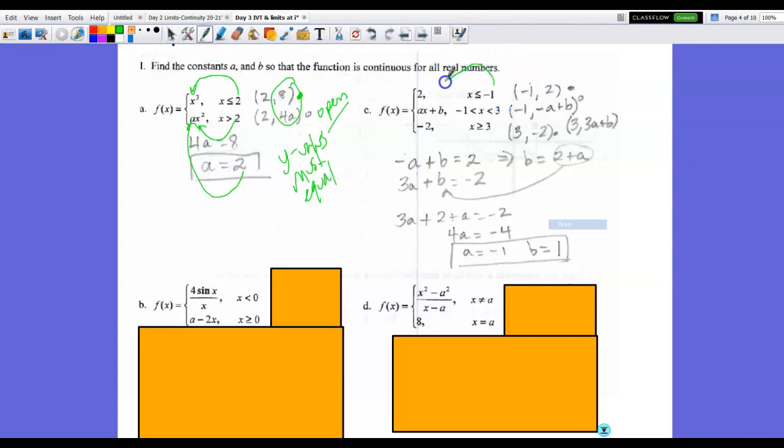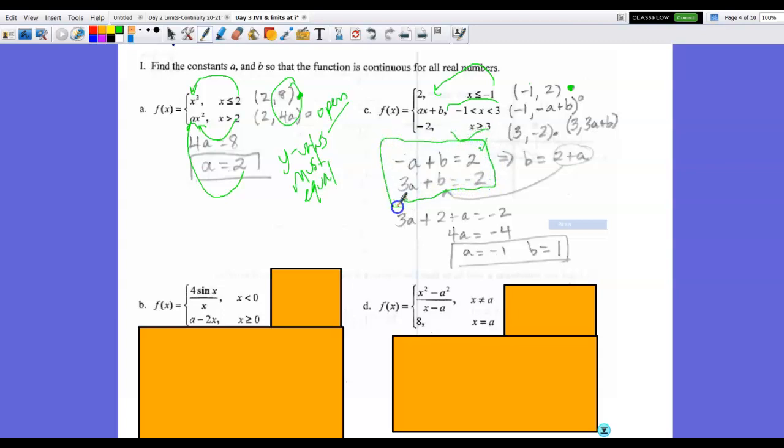Substituting -1 into this piece gives me 2. Closed circle, equal. Substituting -1 into the second piece in place of x gives me -a plus b. So since these 2 points have the same x value, they must have the same y value. So therefore -a plus b must equal 2. Play the game again with 3. So I substitute 3, and set those y values equal to each other. And what I end up with is this.